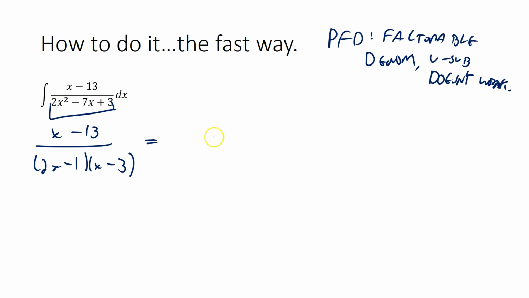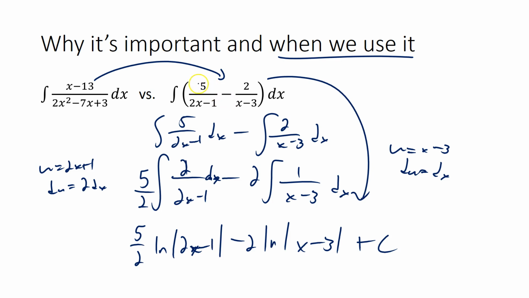So now we should be able to break this up with something over 2x minus 1 and something over x minus 3. I don't know what those somethings are, so I'll put an A and a B there. Basically, I'm searching for the 5, and it looks like a negative 2. I'm searching for those. I don't know what they are, right?